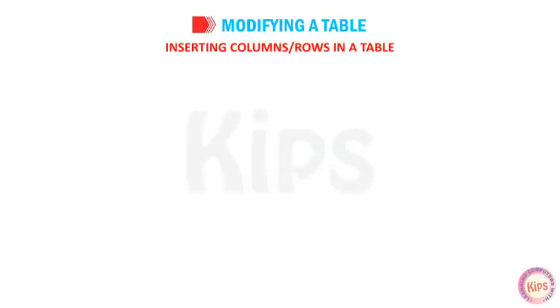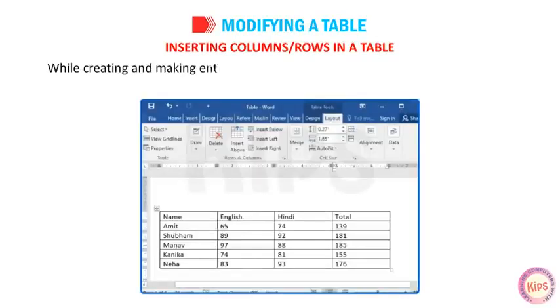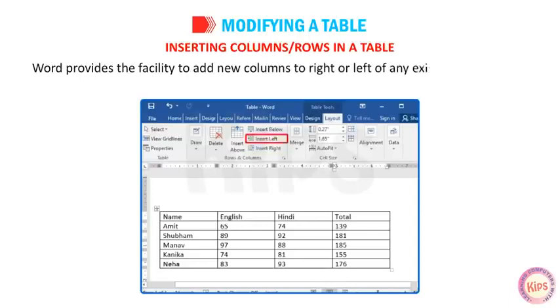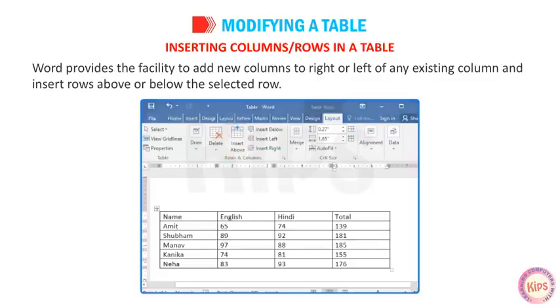Let us find out how to insert columns or rows in a table. While creating and making entry in a table, you might need to add columns or rows in between. Word provides a facility to add new columns to right or left of any existing column and insert rows above or below the selected row.